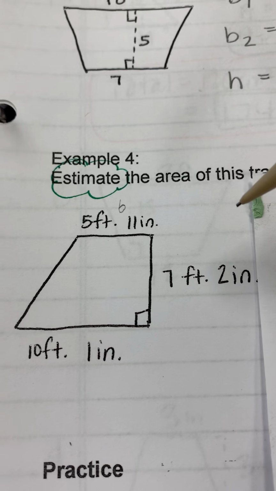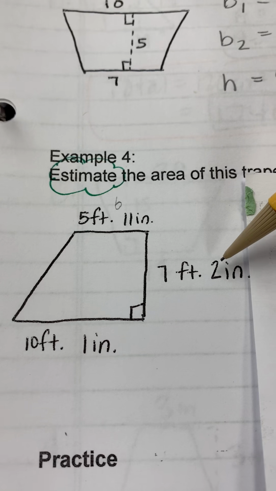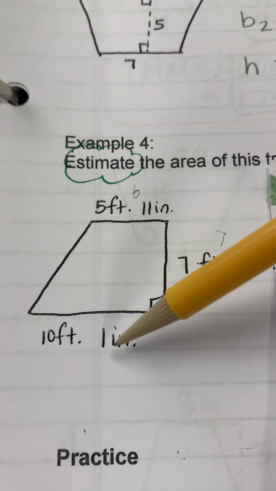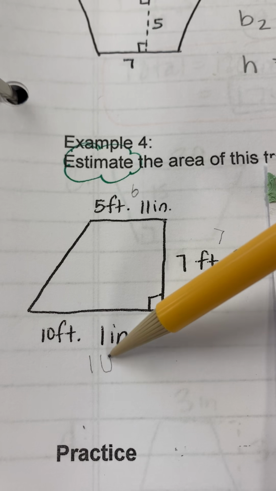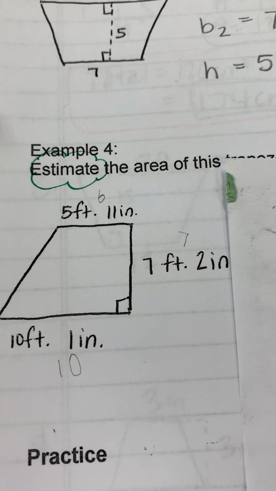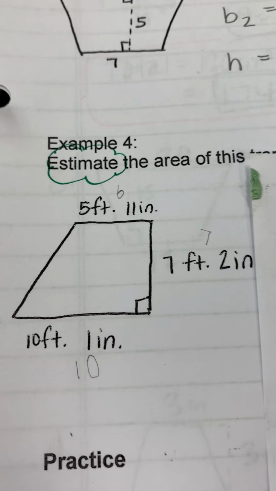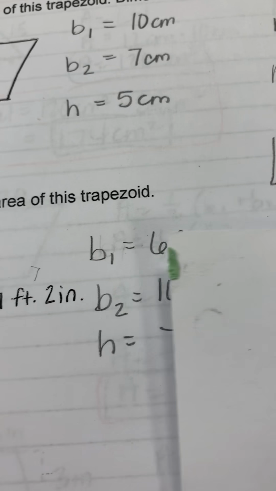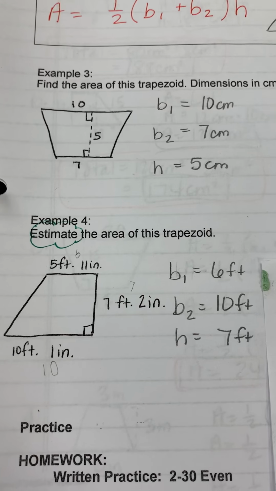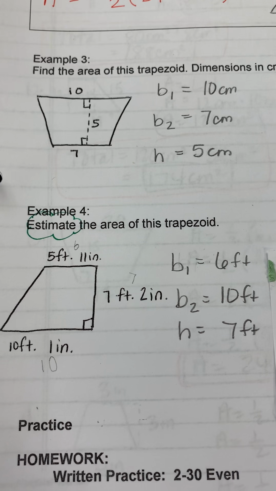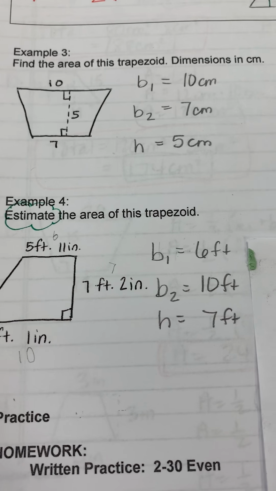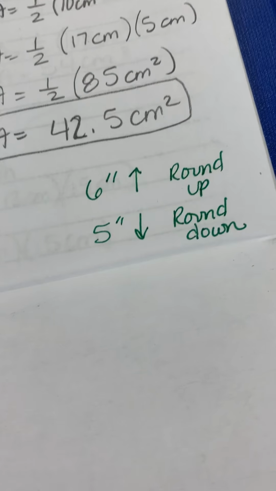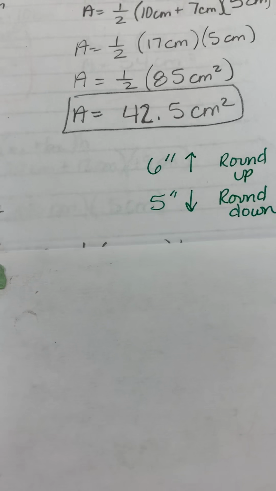Okay, this one, 7 feet, 2 inches. The halfway point would be 6 inches, so we are closer to 7. And 10 feet, 1 inch, we're closer to 10 on the ruler, okay? So be thoughtful about that if they're asking you measurements. So estimate the area of this trapezoid. And I'd like you to try it yourself, okay? Oh, there's our base. Okay, so base 1 is 6 feet, base 2 is 10, and the height is 7. We decided, okay? So write out your formula. Oh, sorry, it's 6 and up, round up, 5 and down, round down. That's on a ruler, not normal.